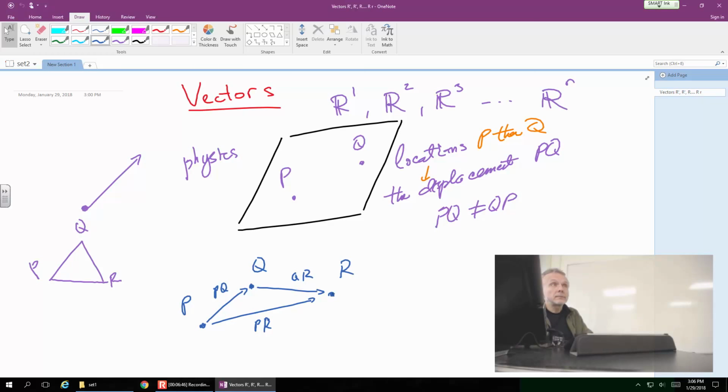Yes, technically PQ plus QR equals PR. That's right. Indeed, what is the net result of you moving from P to Q and then from Q to R? The net result is you move from P to R. That's displacement, and it also takes you right there to addition of vectors.